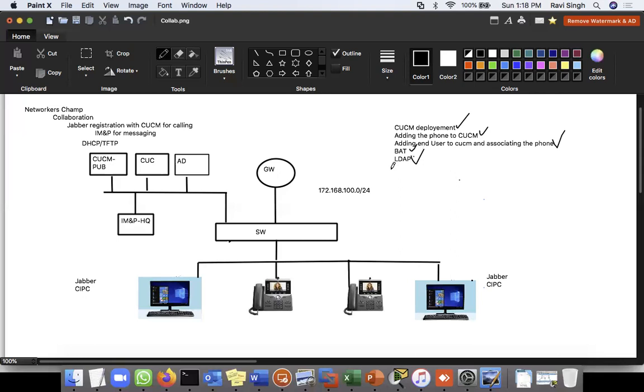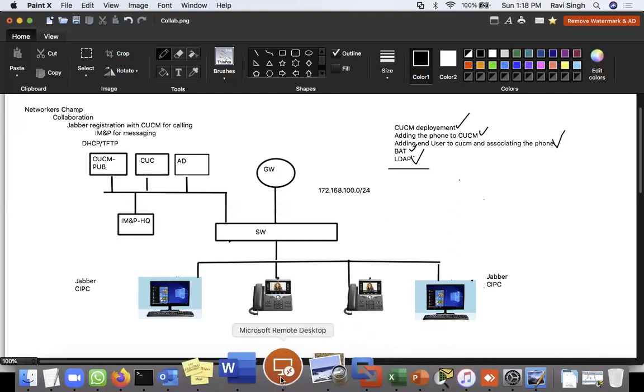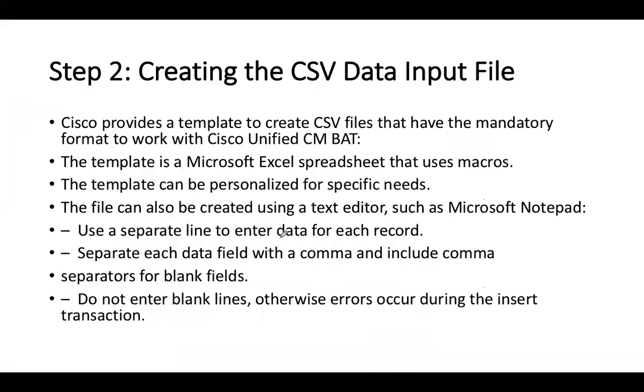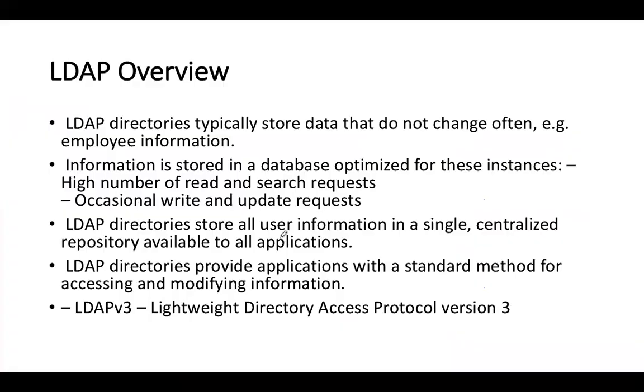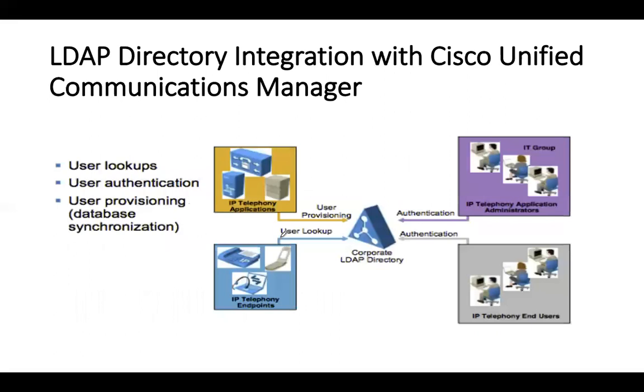Right? Now let's understand LDAP, what exactly this is. So this is what we have done. LDAP is basically a protocol that is used for user lookups, user authentication, and provisioning, the database synchronization. So this is your Active Directory. We have the IP telephony, we have all that user lookup, user provisioning, and also authentication and authorization that would be happening using this.